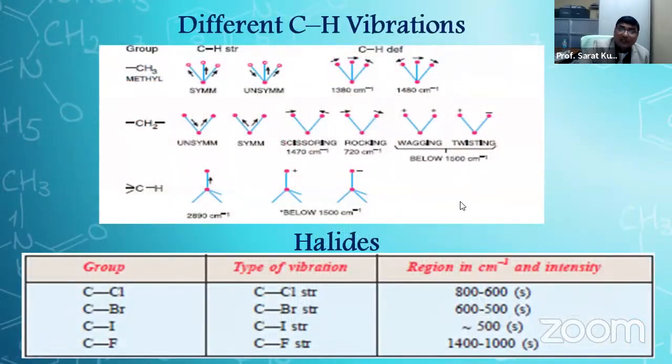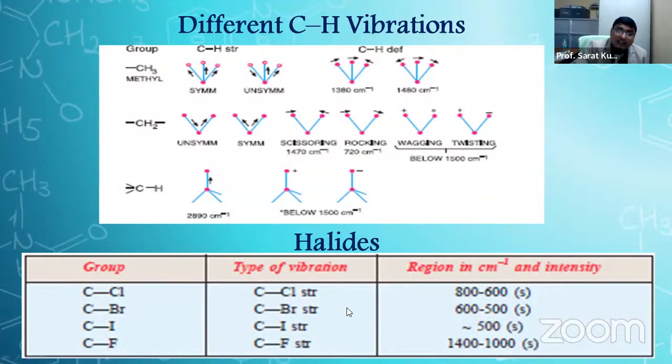See, if it is a halide, that is also different. You see carbon chlorine, carbon bromine, carbon iodine, carbon fluorine. Carbon fluorine comes at 800 to 600. Carbon bromine is 600 to 500. Carbon iodine is around 500. Carbon fluorine is higher than chlorine.